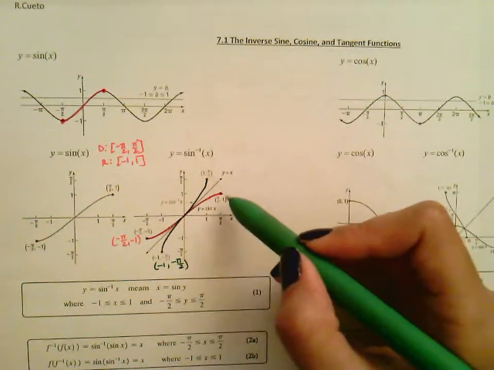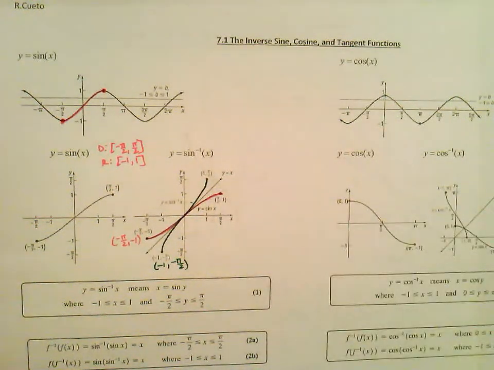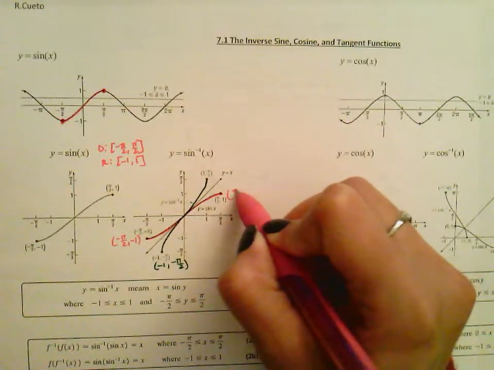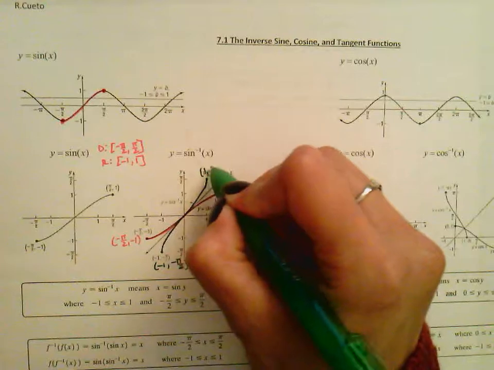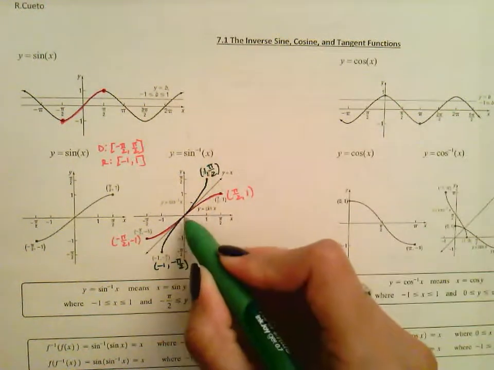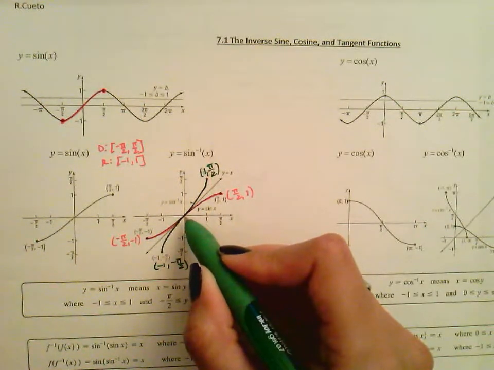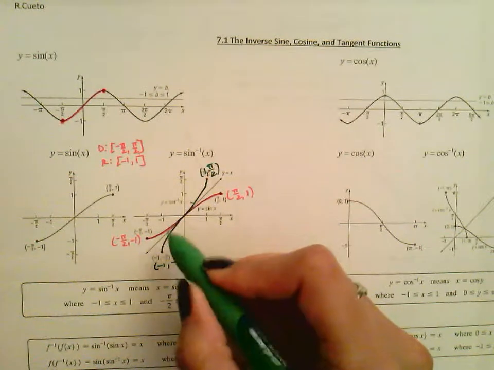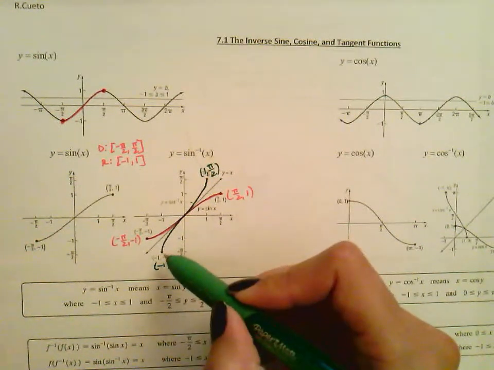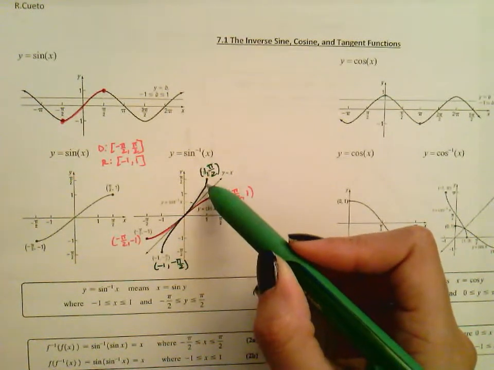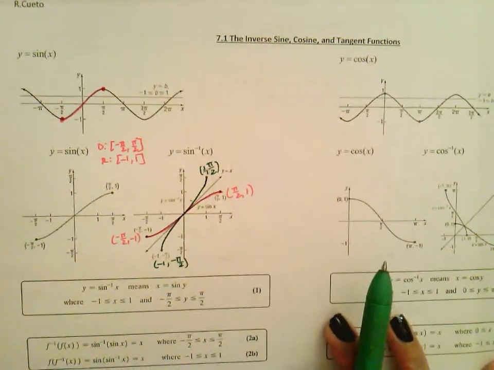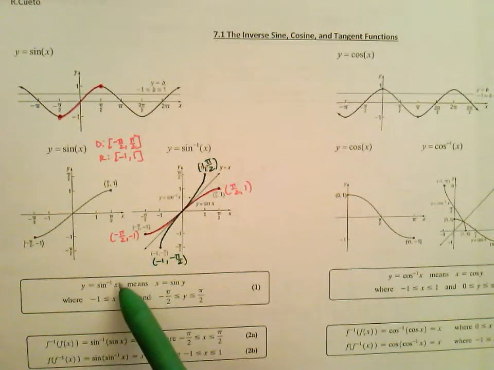Same thing happens with this x and this y value. This is pi over 2, 1. So then it becomes 1, pi over 2. And then for the point 0, 0, if I switch those points, it's still going to be 0, 0. So we're going to graph it through negative 1, negative pi over 2, 0, 0, and 1, pi over 2. So y equals sine inverse of x is the inverse of the sine function.